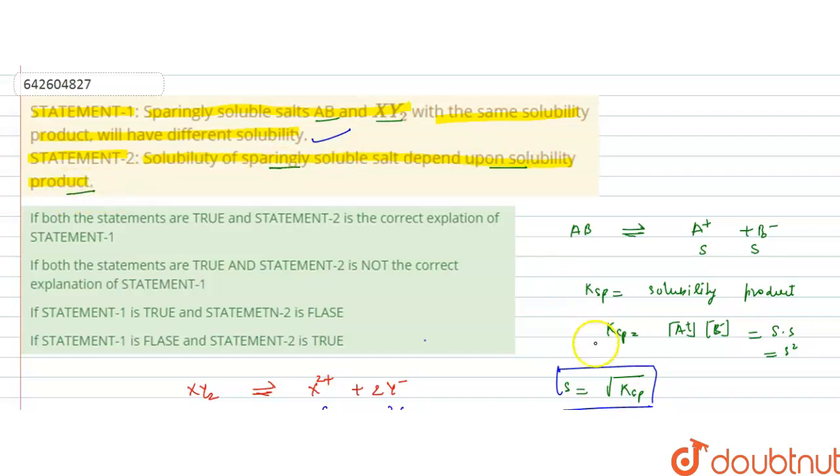So we are seeing that if they have the same solubility product, the solubility is not depending on the solubility product, it is depending on the ionic product, that is the product of the concentration of the ions. So this statement is incorrect. So the correct option to this question will be that statement 1 is correct and statement 2 is incorrect. So C is the correct answer, that statement 1 is true and 2 is false.